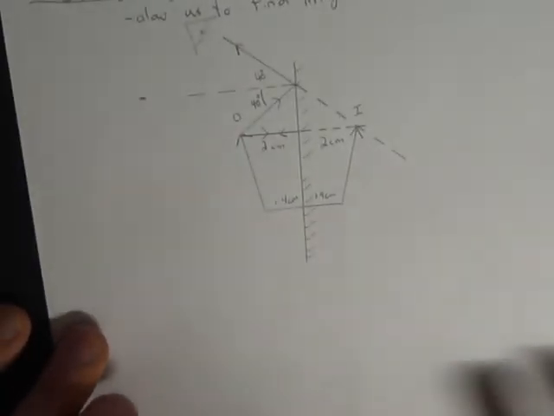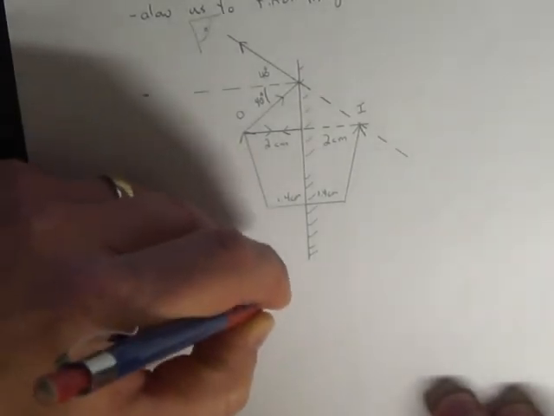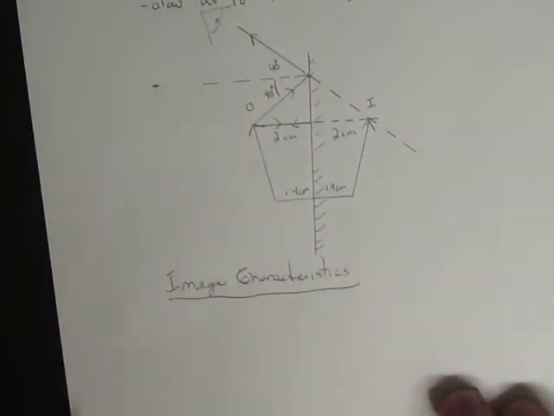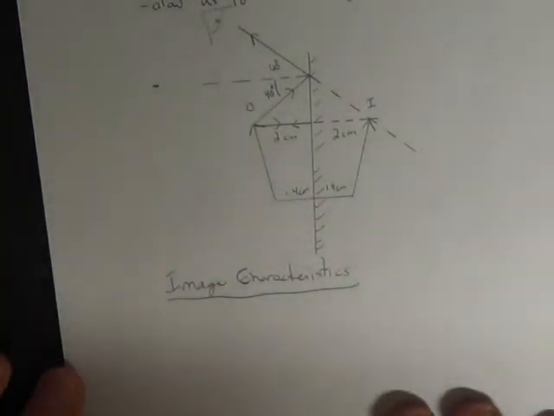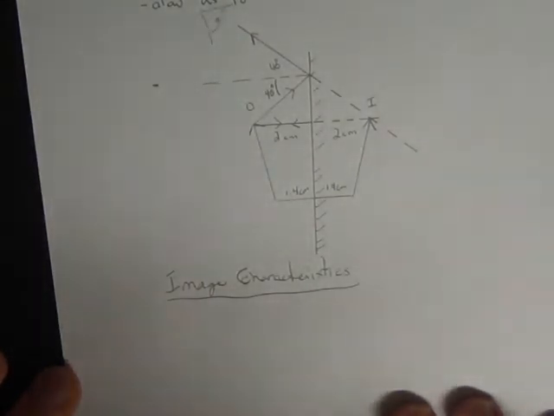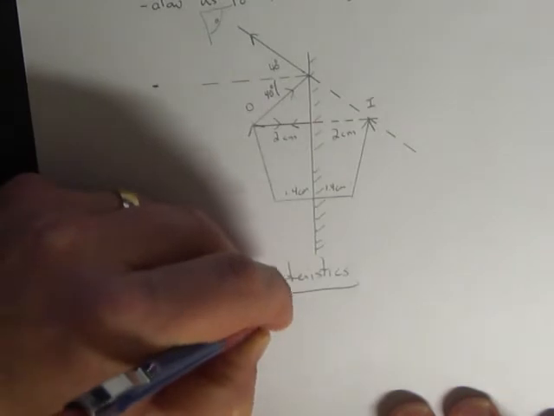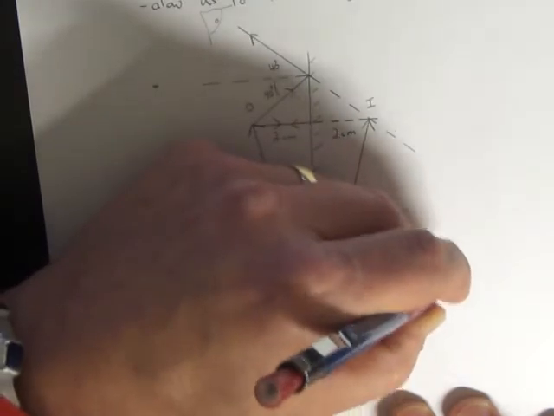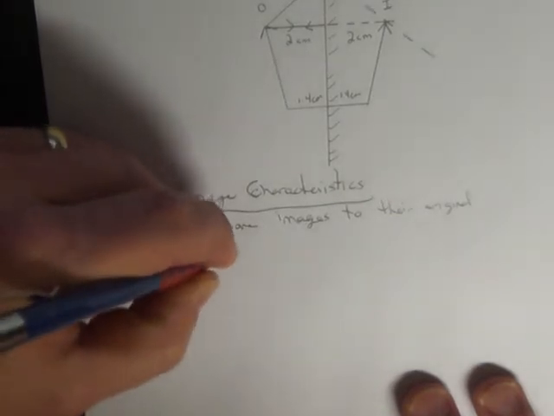Now, what we want to do at this point is write down something called image characteristics. Image characteristics. I should have put a capital C on that. Image characteristics. There are 4 ways in which we can compare an image to its object. So image characteristics compare images to their original objects. Original objects. Okay?